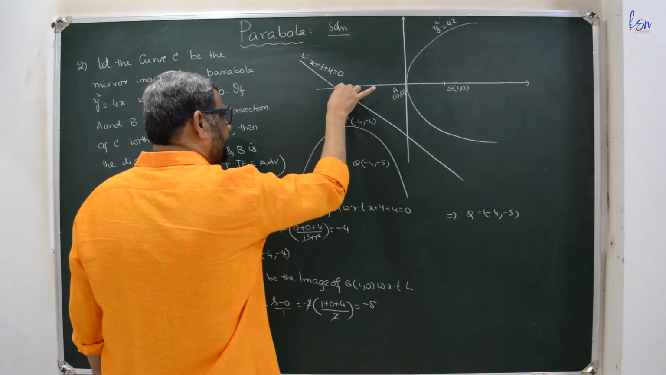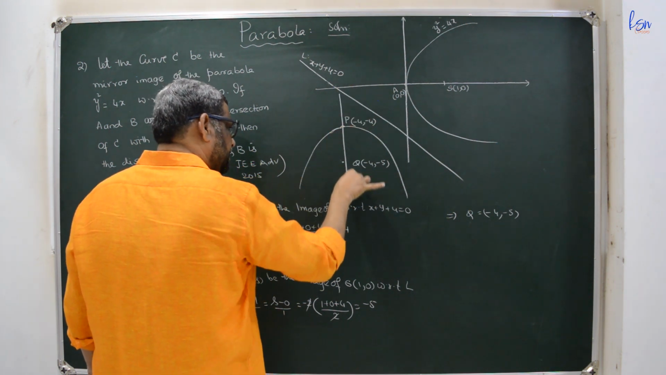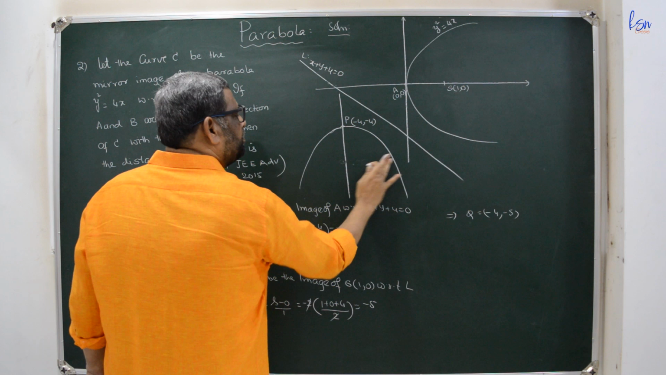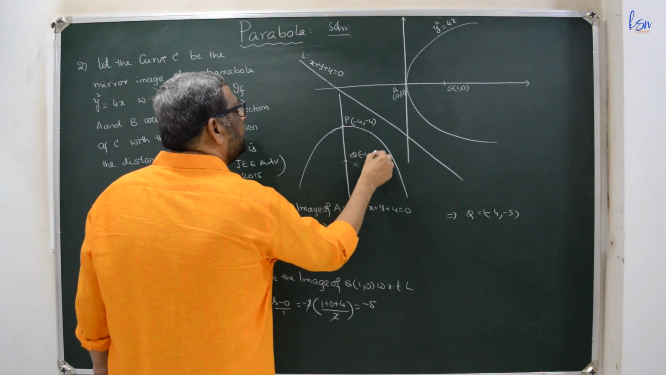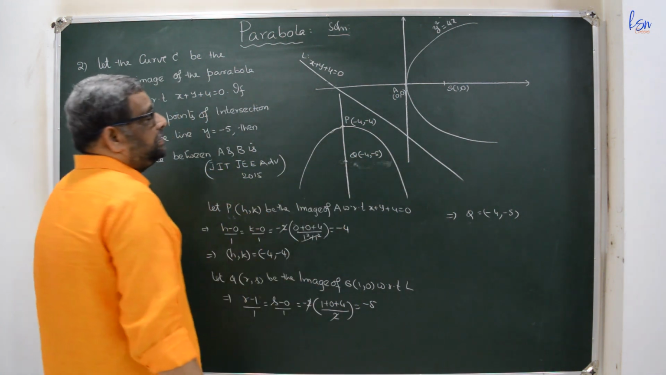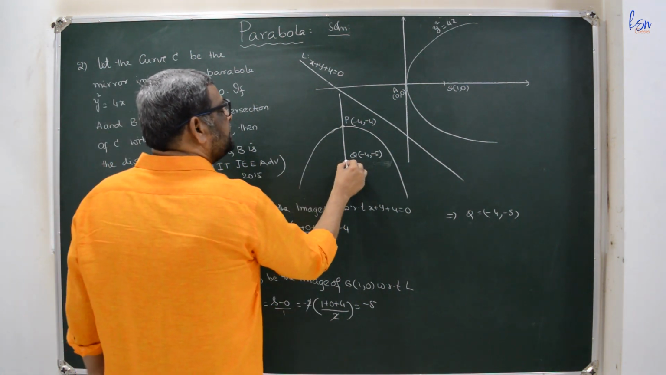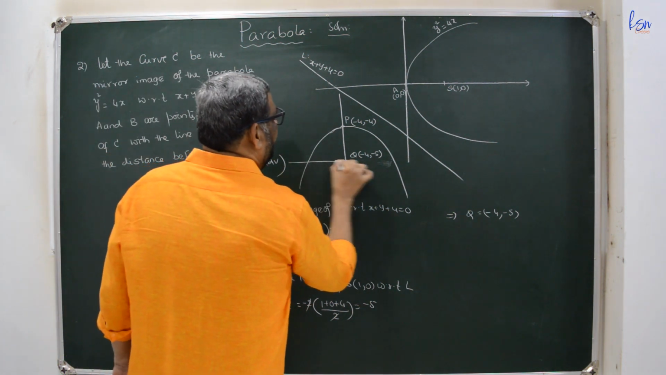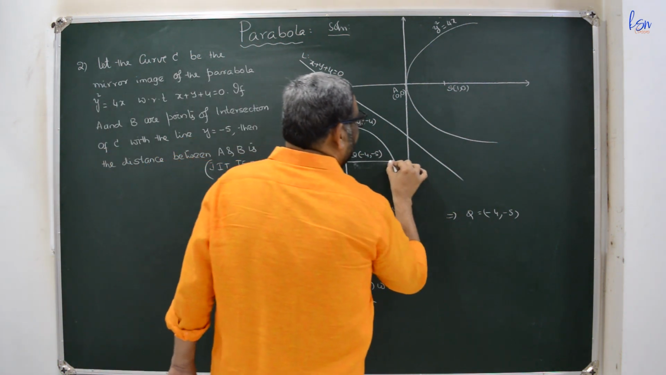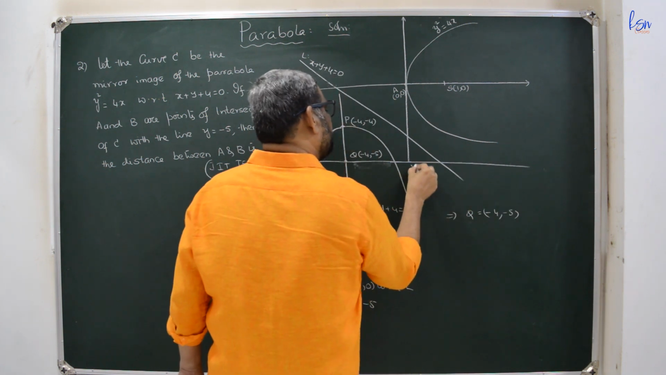Now this is the line and this is the point. This is the point Q (minus 4, minus 5). This is the focus. It is the line y equal to minus 5.